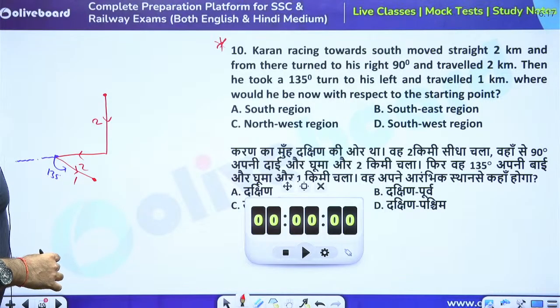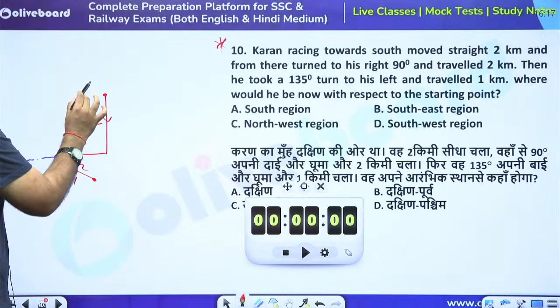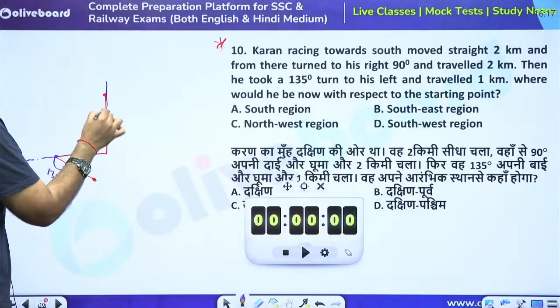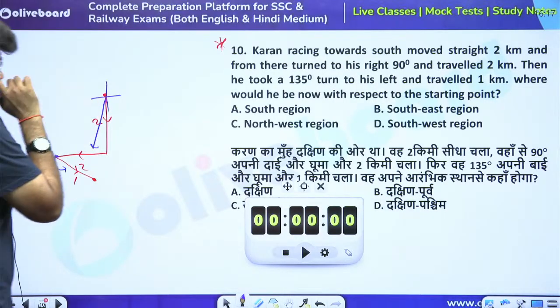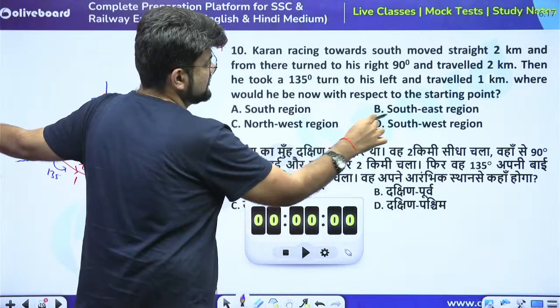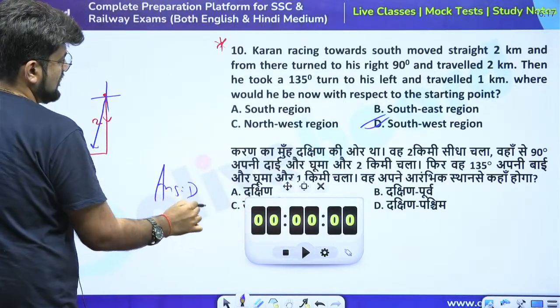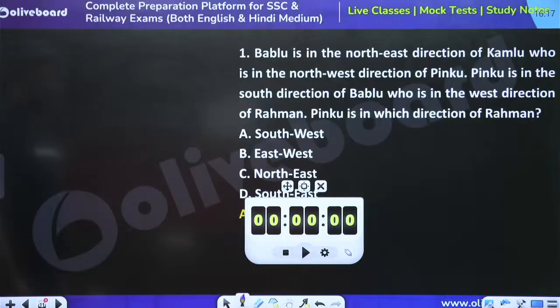Where would he be now with respect to his starting point? Where is he now with respect to his starting point? So if this is the starting point, I'll draw a plus sign here and I'll see where is he. He is in the southwestern direction, southwestern region. Option D is the right answer. Okay, southwestern region. Got it? So that is how interesting these terms become. Next.